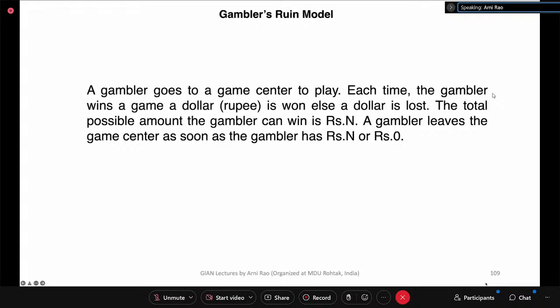So the gambler goes to a gambling center with some money in his pocket, and each time he plays a game, the gambler wins 1 rupee, or in a game that is lost, 1 rupee is lost. If the gambler finally has 0 rupees, he will quit the gaming center and come back, or if a certain amount, a capital N rupees, is reached, the gambler comes back and leaves the center. So each time the jump is only $1 or 1 rupee.